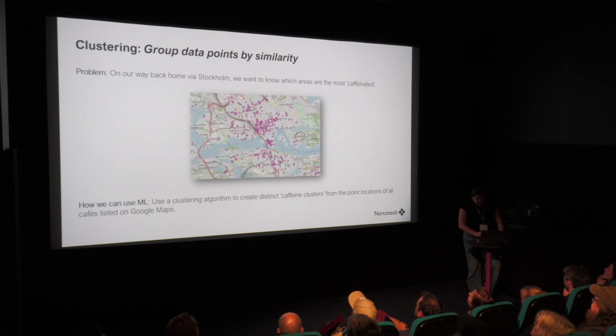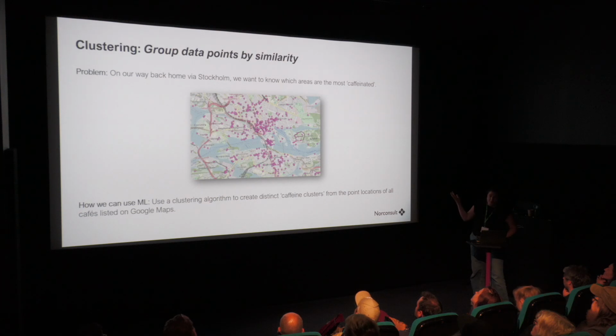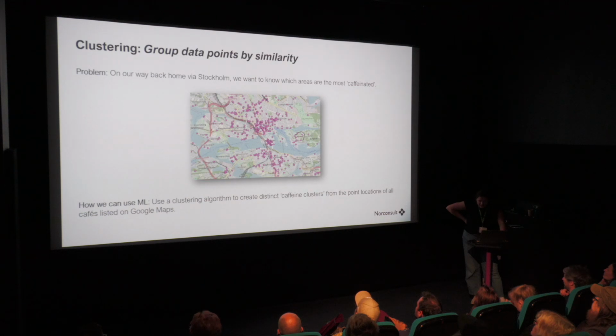So the example I gave here is, imagine we're on our way back home to wherever home is, maybe via Stockholm, and we want to know what areas in the city are the most caffeinated. Maybe we need a little pick-me-up. And so here I'm going to actually go into QGIS and do a little demo about how we can use a clustering algorithm.